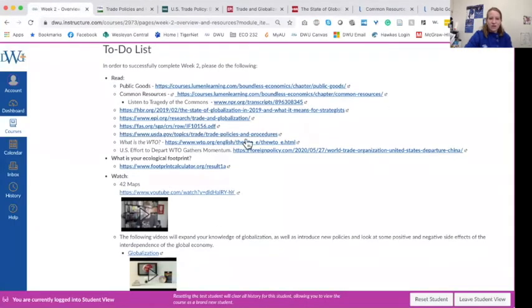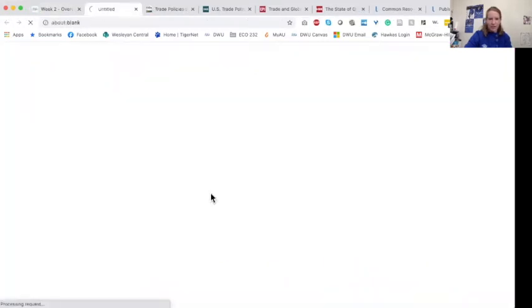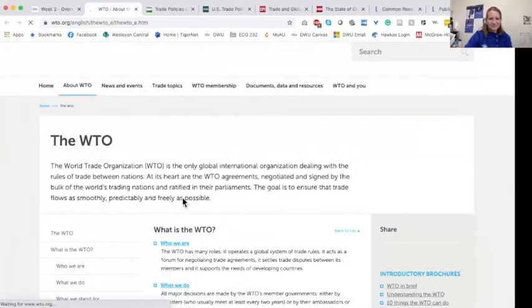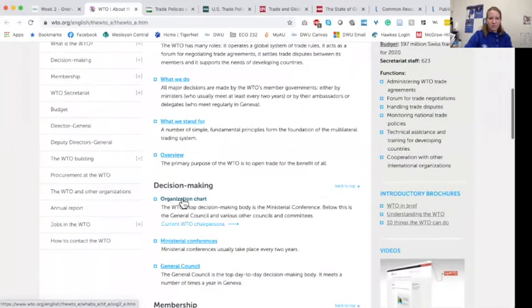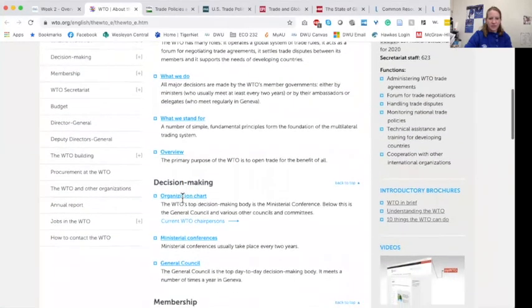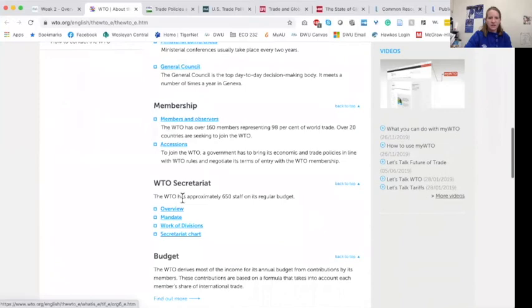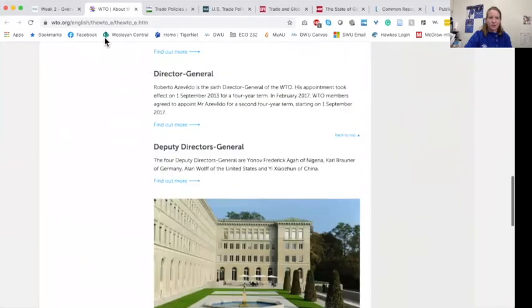These next two are World Trade Organization specific because one of your questions is about that, and I'll explain that in a little bit. So just a little bit about who the WTO is, what they do, what they stand for, who has membership in it, all of those types of things if you're wondering about that.